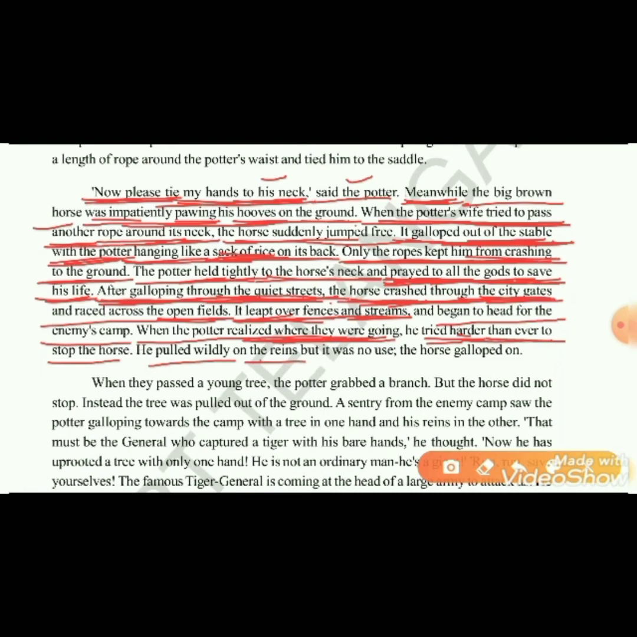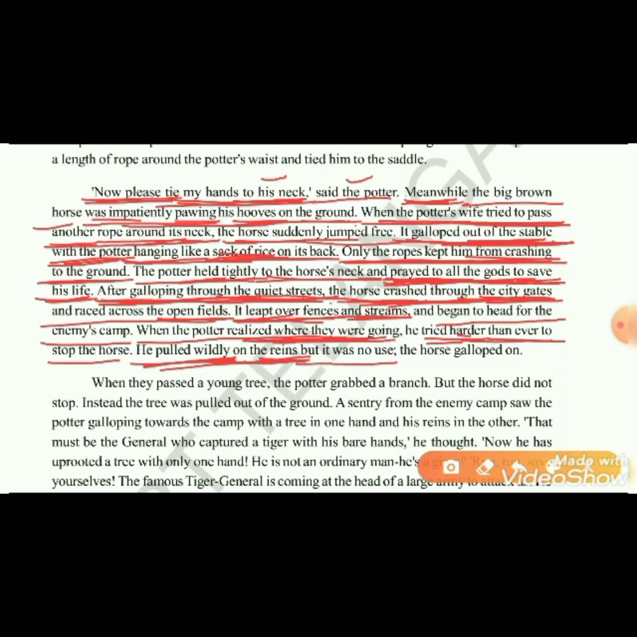When they passed a young tree, the porter grabbed a branch. While they were galloping, he found a young tree and he held the branch in his hand, but the horse did not stop. Even in order to stop the horse, he grabbed a young tree, not an old tree or a big tree. Young tree means a very, very powerful tree.